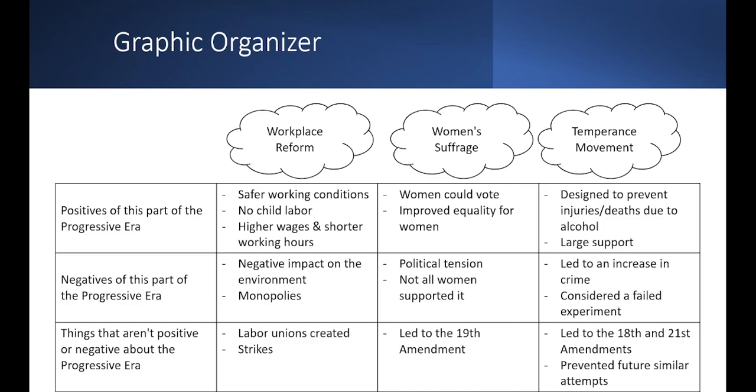So for instance, the women's suffrage has women could vote and improved equality for women as positive. The negatives, it increased political tension and not all women supported it. And then the things that aren't positive or negative is it led to the 19th Amendment. So there's fact, there's opinion, but then there's also just the historical context of, well, this was negative. It was bad that there was political tension, but then it was good that women could vote after that. And then it also goes through it for workplace reform and the temperance movement. And then the kids can really compare and contrast the different movements, and this will help with their ability to understand what's going on as well.